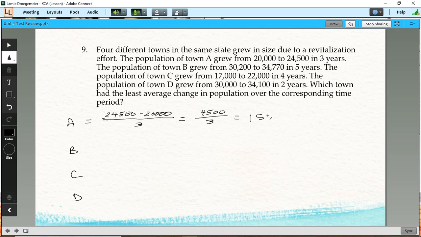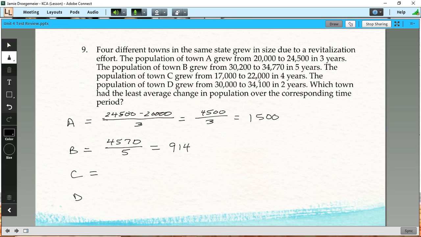And when you do that division, 4,500 divided by 3, it increased by an average of 1,500 people per year. Letter B, I have 34,770 and 30,200. When I subtract those, I get 4,570. That was over a 5-year period. And then do the division, 4,570 divided by 5. That one comes to 914 people each year.